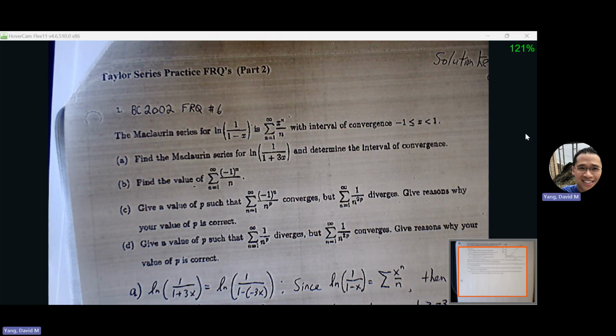It's not asking for the general term, but we can build the general term pretty quickly just by replacing the 3x in for the x of the parent that they give us. So they gave us this parent general rule, so we can replace 3x in for that to get the new general term. And then from there, you can either go to the ratio test for interval of convergence, or if you recognize that this is, oh yeah, I want to talk about that.